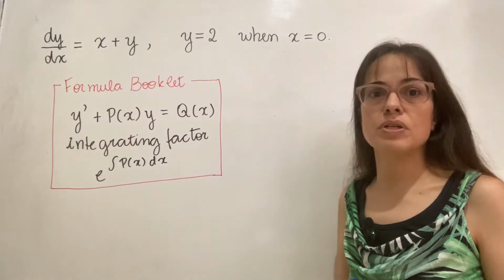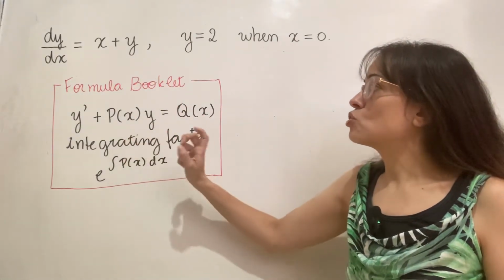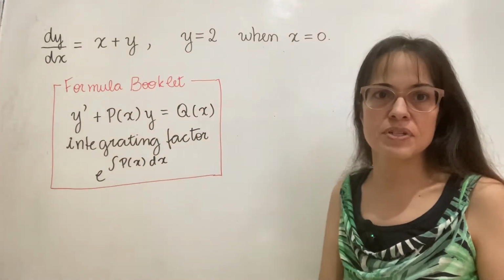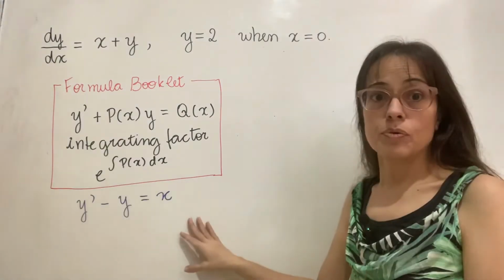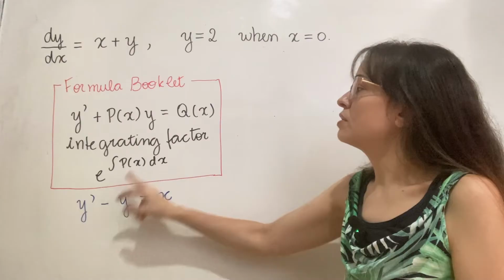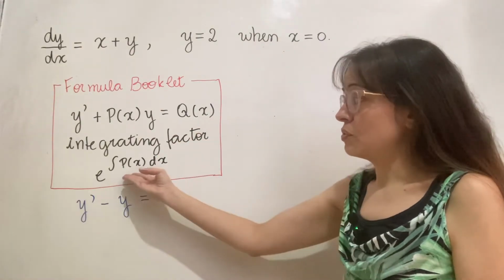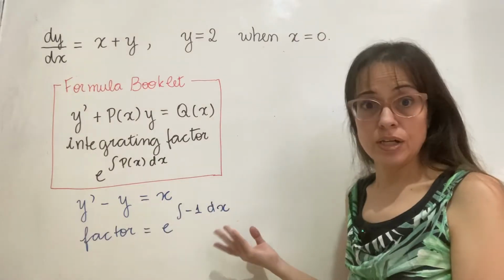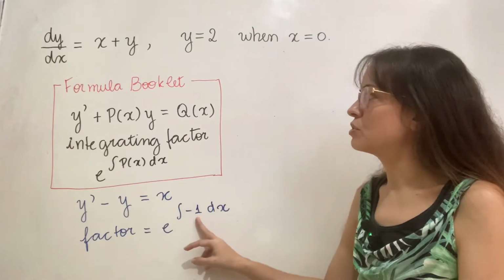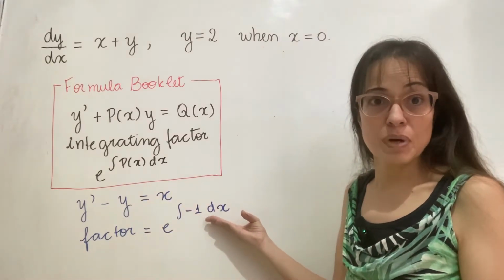So the first thing that we need to do is to make sure that that is looking like this. So the part that has a y is supposed to be on the left together with the derivative. Our equation is looking like that, with the p of x being minus 1 and the q of x being x. Now we need to find the integrating factor, which is going to be this. Like I mentioned, because the p of x is minus 1 here, so I've put the minus 1 into this formula. That's an easy integral. The answer is minus x.